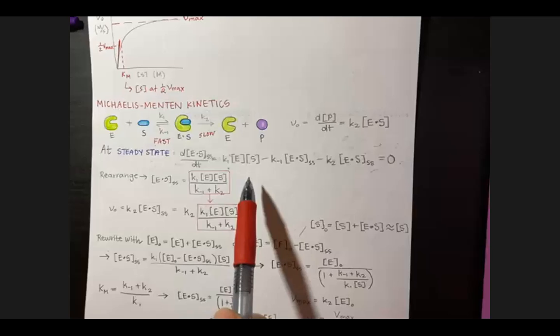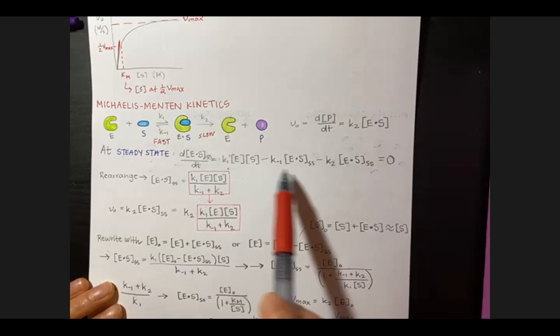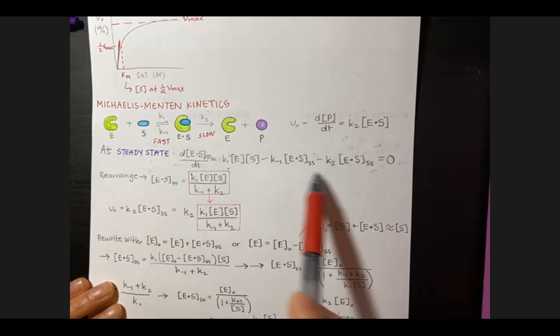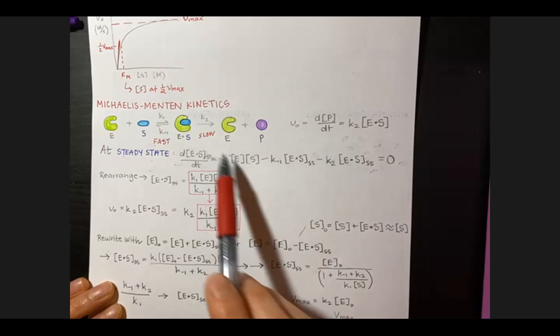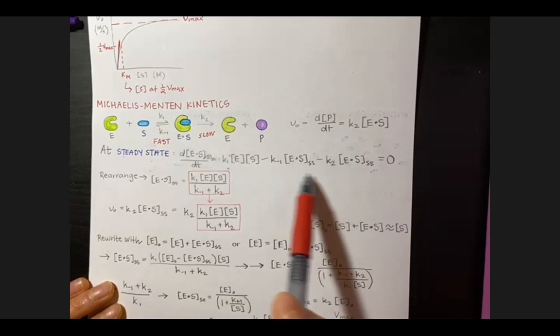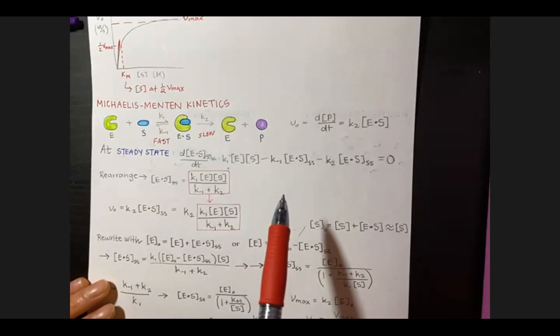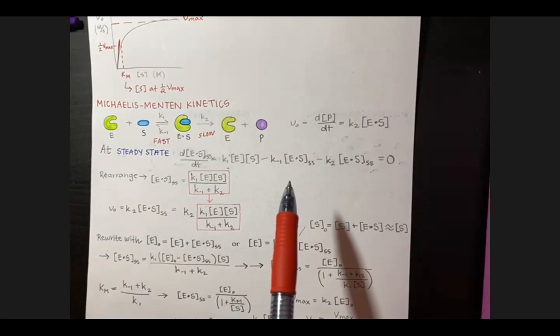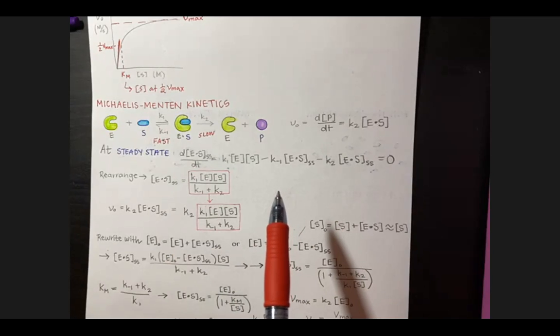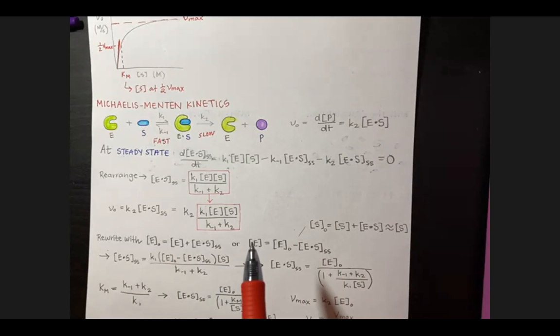So the rate of formation, which corresponds to this term, and the rate of the dissociation of the enzyme substrate complex is captured by these two terms. And so when you add these up, it's going to equal 0. And that's because over time, the rates of dissociation and association of the enzyme complex will become equal. And so your free enzyme concentration and your enzyme substrate concentration will become constant. And so this is called steady state.